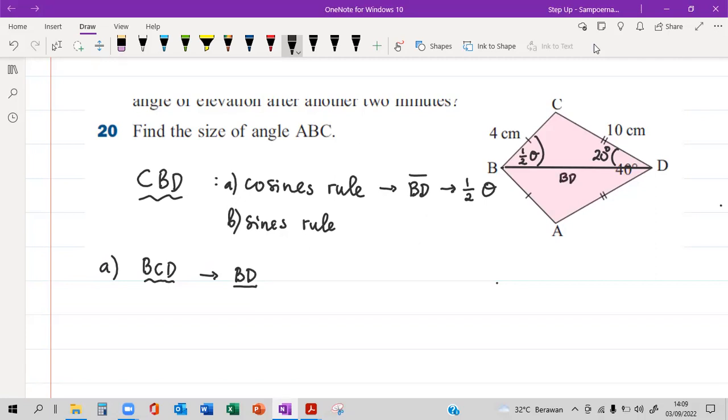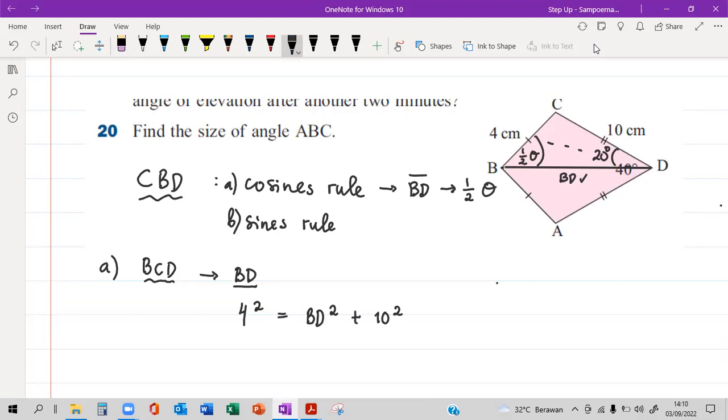So look at this. This is 20 degrees. This is 4 and this is 10. We are going to use 10 centimeter, 4 centimeter, 20 degree and BD. Now look at the 20 degree and 4 centimeter. The 4 centimeter is in front of the 20 degree. You just write 4 square equals BD square and 10 square. BD square and 10 square are exactly the two sides that encapsulate, or cover, the 20 degree.